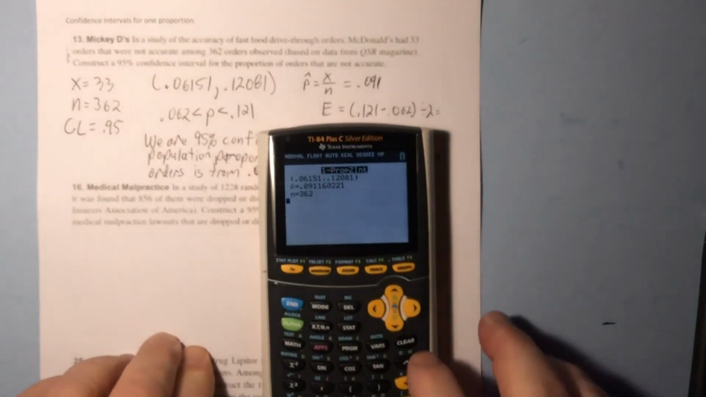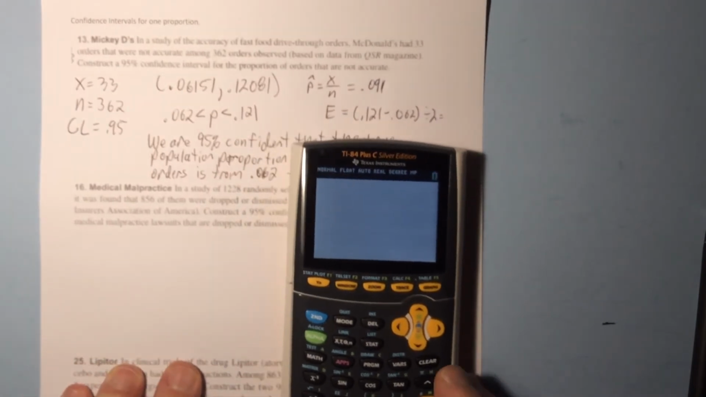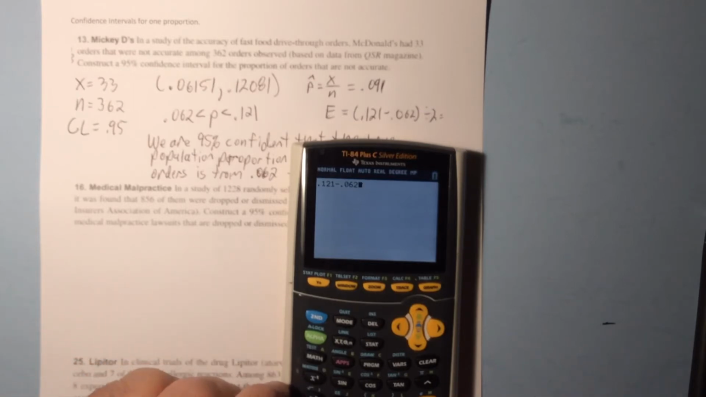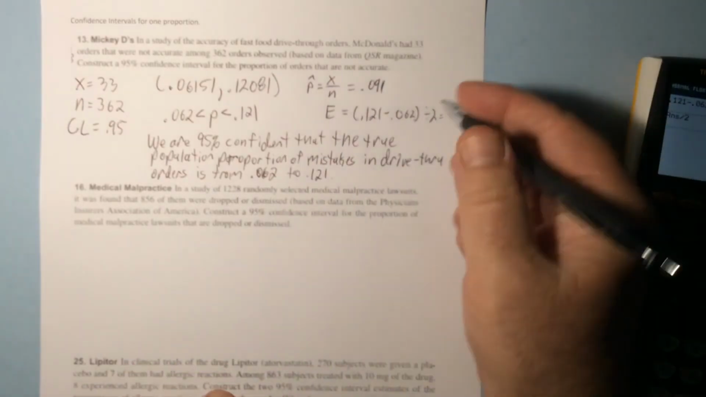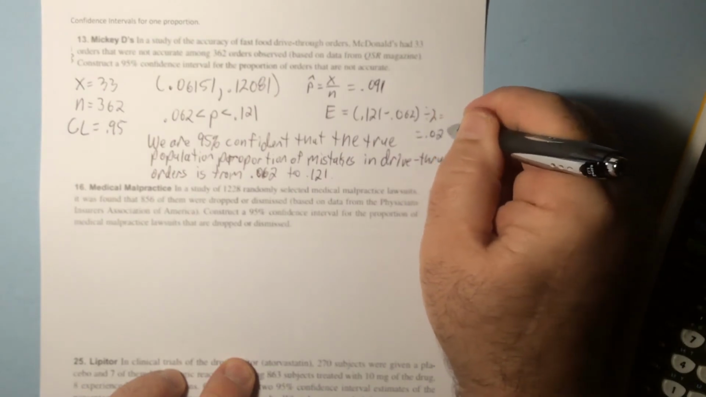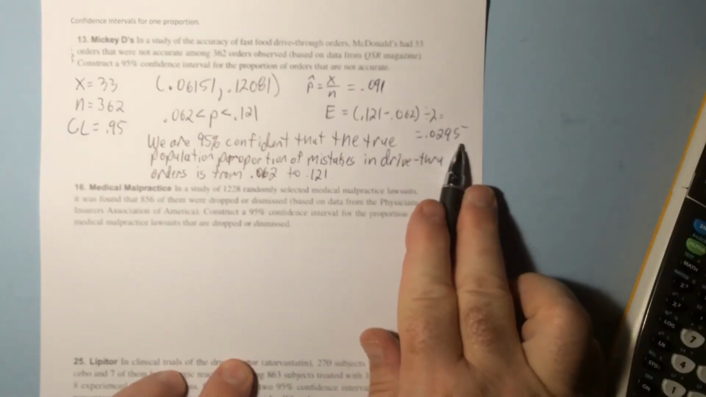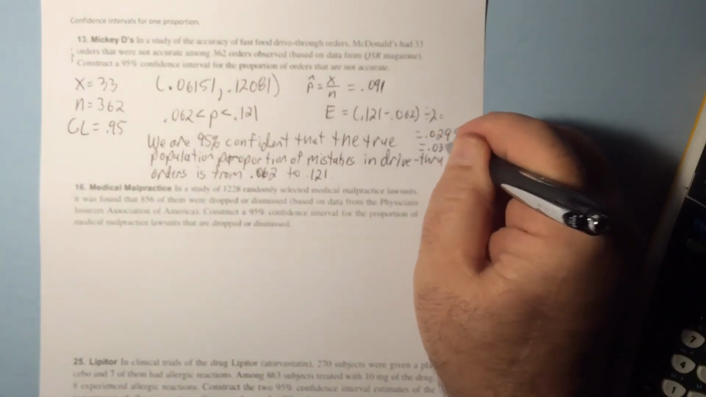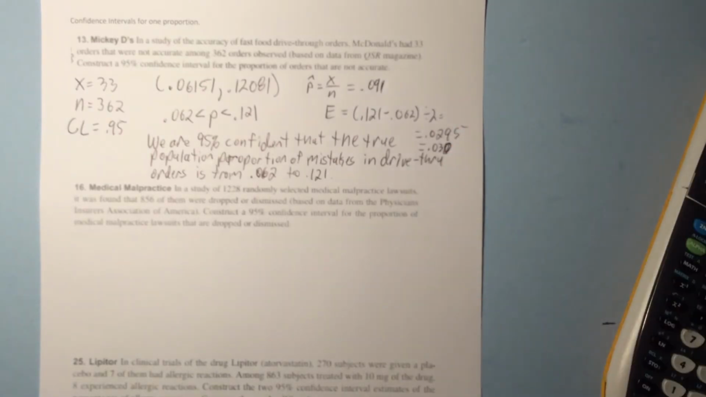If we do that, let's clear that out. So we'll take 0.121 minus 0.062. Now if you do this, you don't want to just do this and then divide by 2. Either put that in parentheses or hit enter and then divide that result by 2. And you get 0.0295. If you were to write this to the nearest 3 decimal places, this will round to 0.030. But I just wanted to show the value the calculator generated.